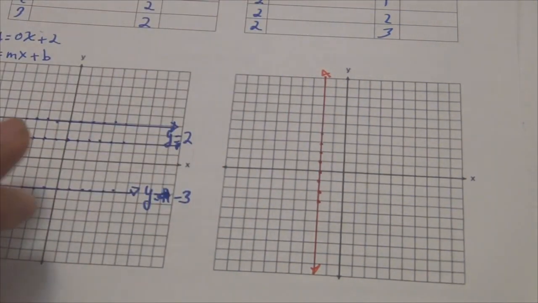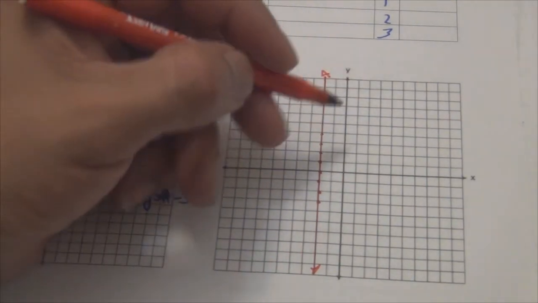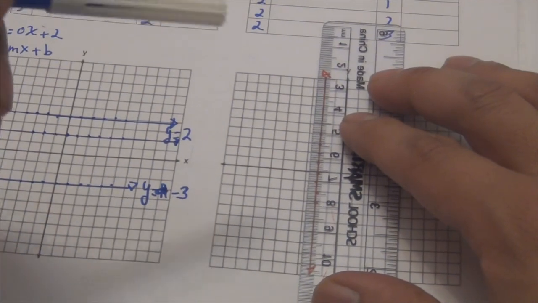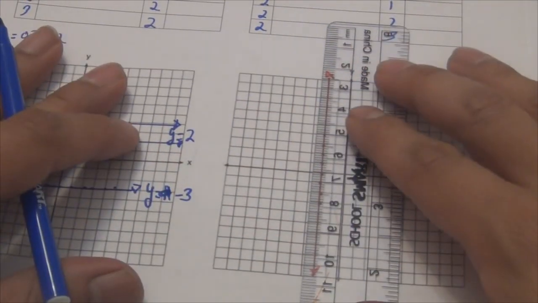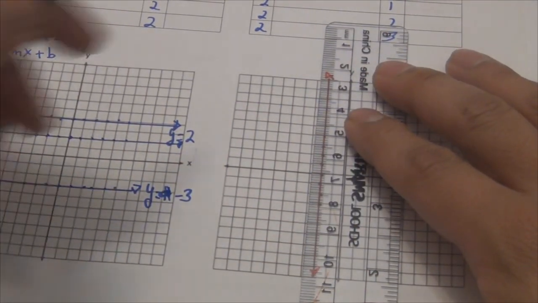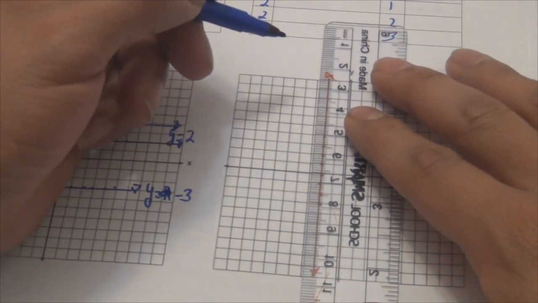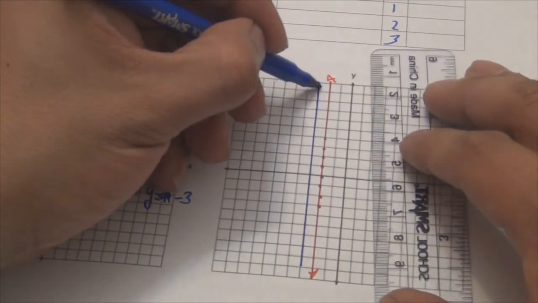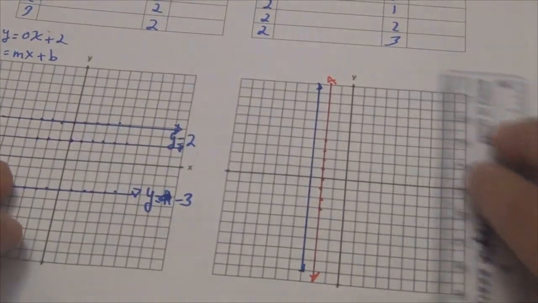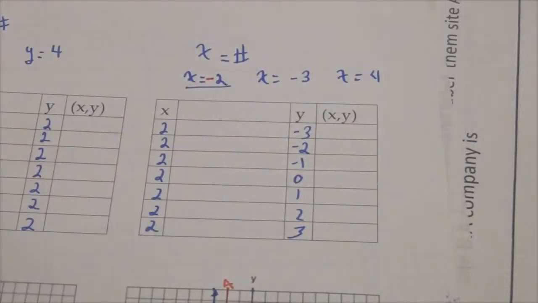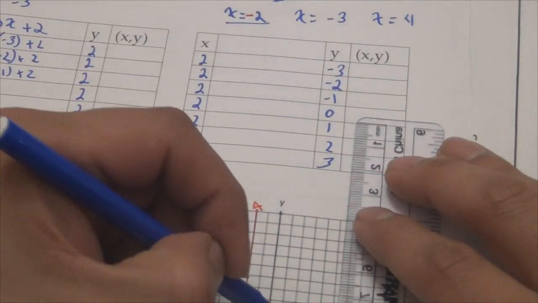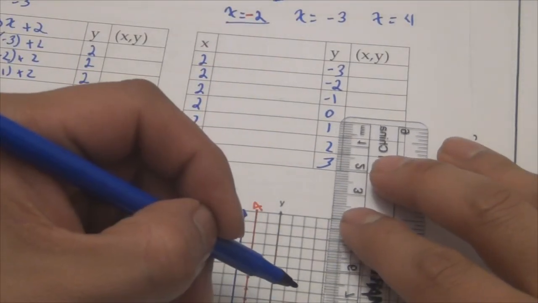Let's graph x equals negative 3. So that means that I'm gonna move on to negative 3 right here. And now this one I'm gonna have to do in blue. Negative 3. Okay, that is the equation of x equal negative 3. Now let us graph the equation of x equal 4. Well, 1, 2, 3, 4, so it will be around here.